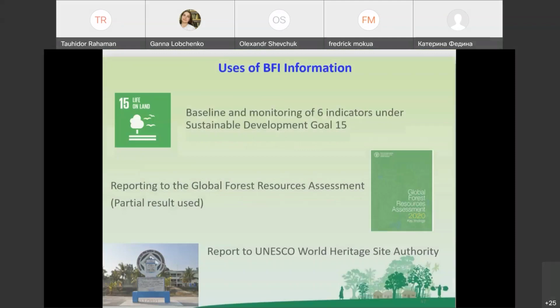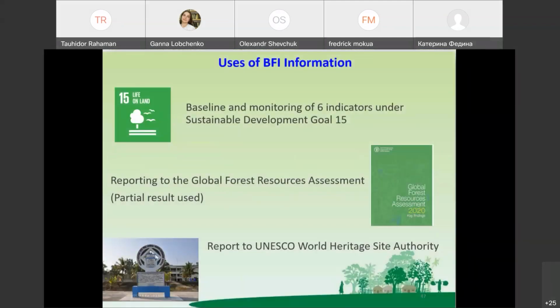Use of BFI information: baseline and monitoring of 6 indicators under Sustainable Development Goal 15. Reporting to the Global Forest Resources Assessment, particular results were used. And reporting to the UNESCO World Heritage Site authority, because Sundarban is one of the World Heritage Sites, the committee was concerned about some pollution issues, and we used this data to report to them.